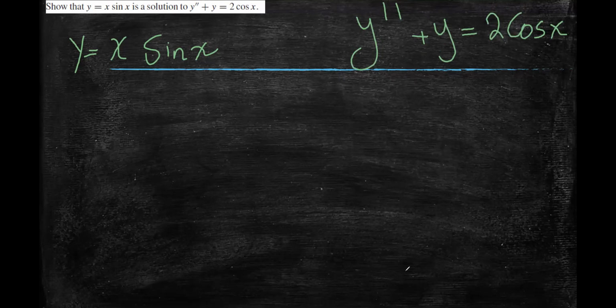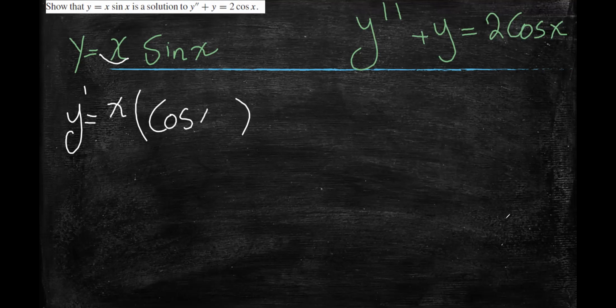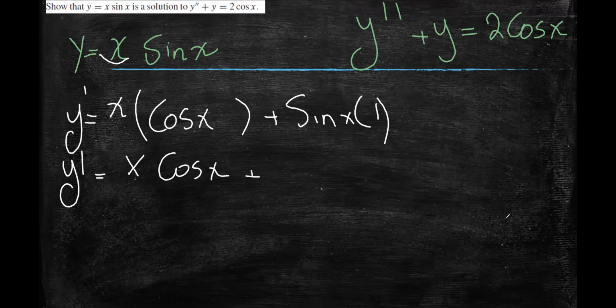So now, y prime is the first function, which is x, times the derivative of the second one. What is the derivative of sine? Cosine. Plus the second one times the derivative of the first one. The derivative of x is 1. So y prime is x cosine x plus sine x. This is y prime. Is it clear?